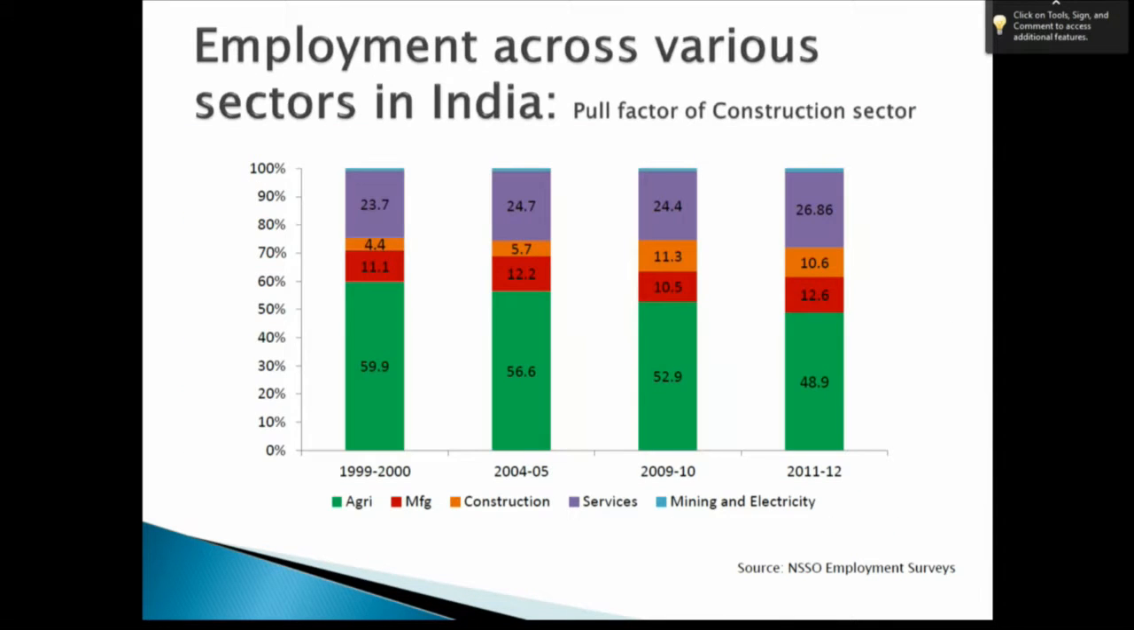Let me look at the employment-wise sectoral split here. Now, this data is from NSSO. What this says is, from about 60% of the total employment in 2000, agricultural employment has come down to 49%.